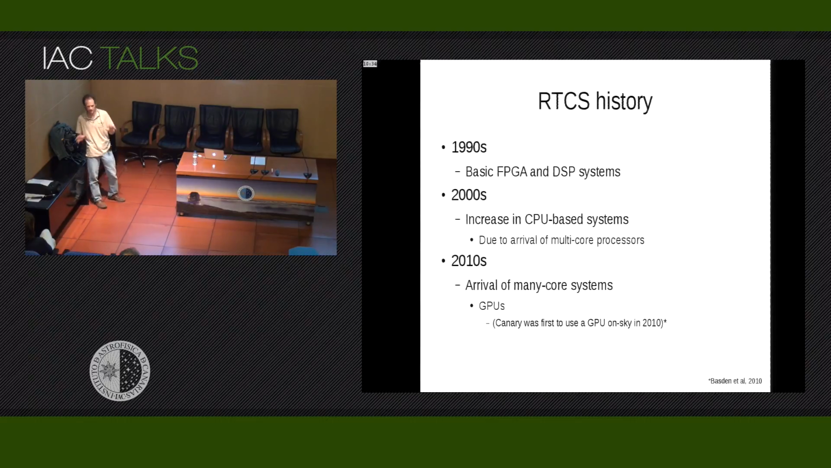So, a brief history of real-time control. In the 1980s, there wasn't very much going on. It was all military, and who knows what that was. But in the 90s, we had basic FPGA and DSP systems for doing real-time control. In the 2000s, the trend tended towards CPU-based systems. This was helped with the arrival of multi-core processors in about 2004, something like that. And then, this decade, we've had the arrival of many-core systems, including GPUs. And I think CANARY was actually the first AO system to use a GPU on sky in 2010. It actually slowed it down, but that was beside the point, I think.